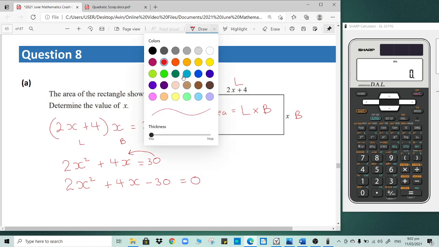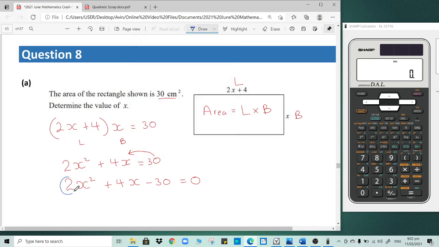To solve the quadratic, we need to quickly identify a, b, and c. The number touching x squared is a, the number touching x is b, and the number without x is c. You notice c is not 30, but minus 30. So let's solve this quadratic using the quadratic formula. I have a scrap sheet here, so I'm going to make a note: a is 2, b is 4, and c is minus 30.